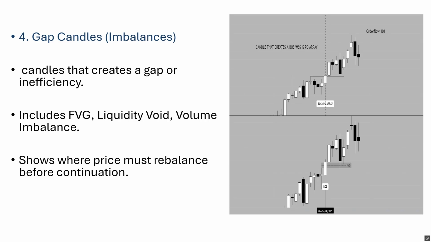In the sequence, next is imbalance, the candle that creates a gap or inefficiency. This includes a FVG, a liquidity void, volume imbalance. This shows where price must rebalance before continuation. As you can see in the image, after the swing high is taken, the candle that takes the swing high creates an FVG. After the FVG is created, price comes back to the FVG to balance it, then continues forward.